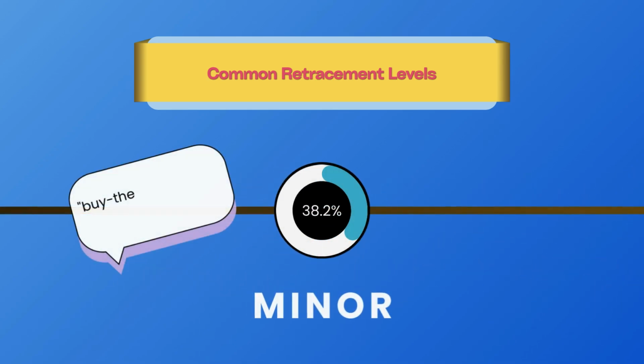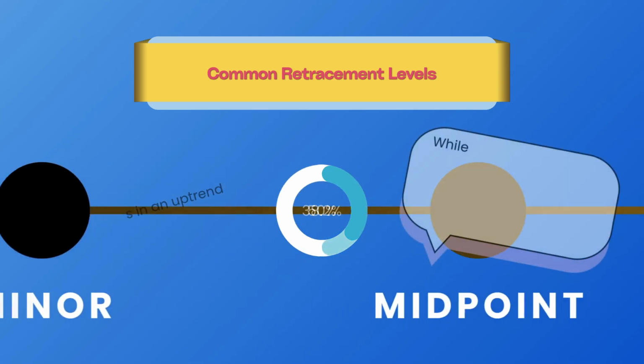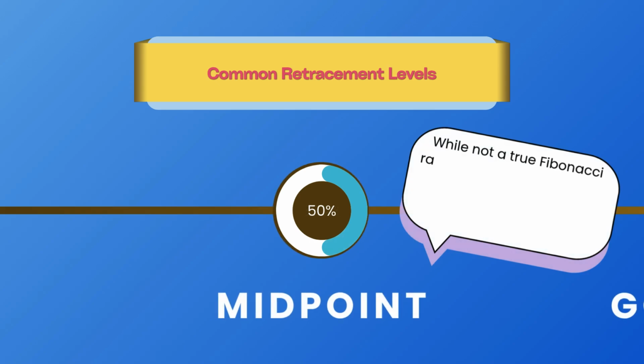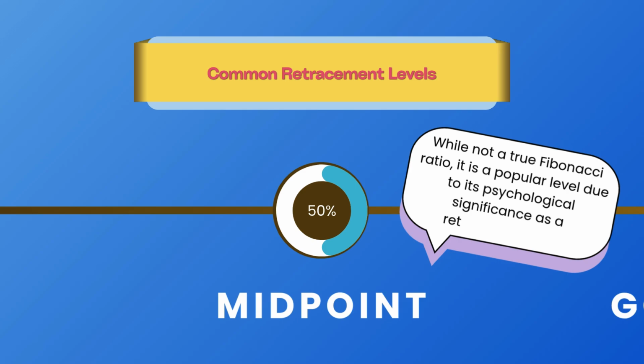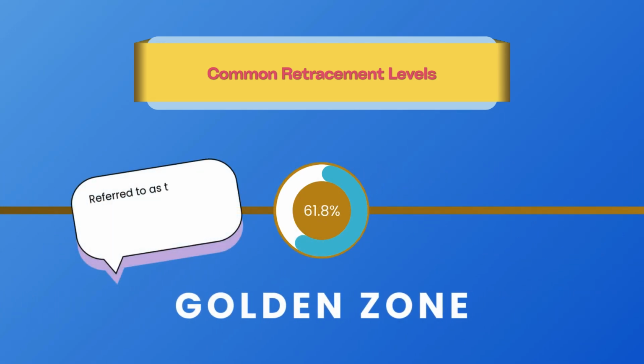The 38.2% level, also known as the minor level, is considered the buy-the-dip zone for traders in an uptrend. The 50% level, or midpoint, is not a true Fibonacci ratio, but is a popular level due to its psychological significance as a retracement level. The 61.8% level, also referred to as the golden zone, is considered highly influential in signaling potential price reversal.